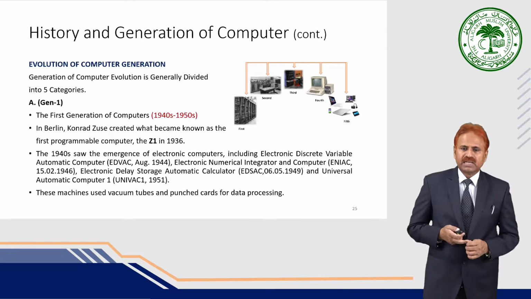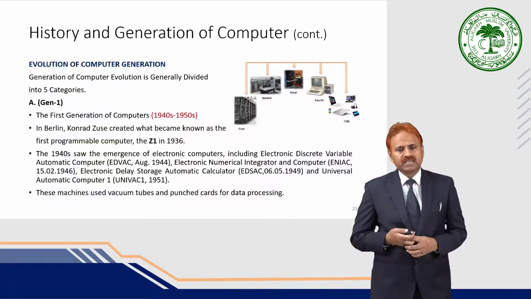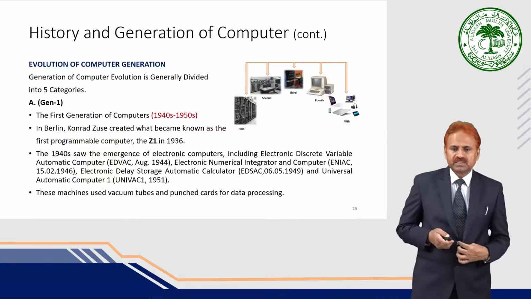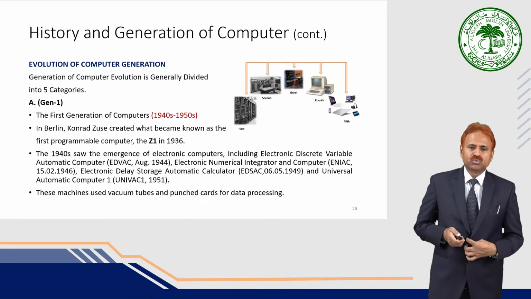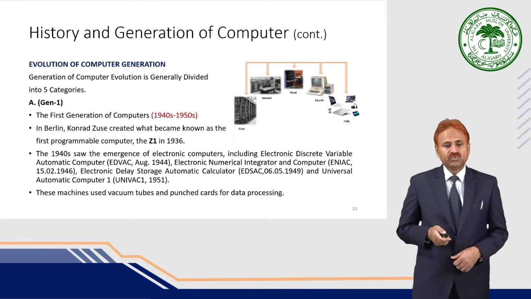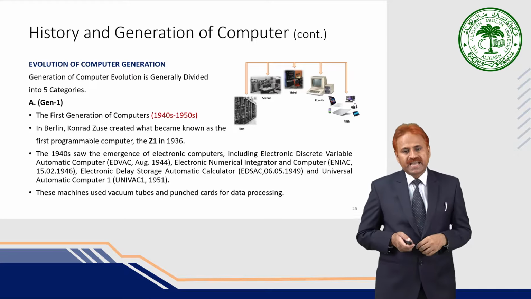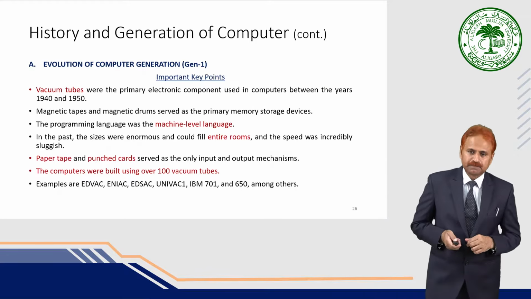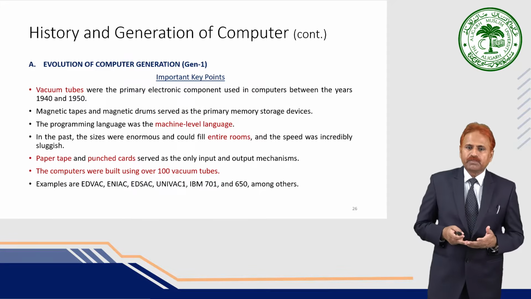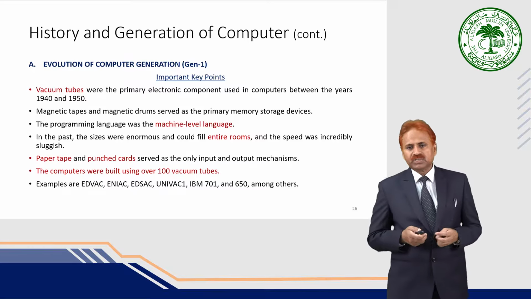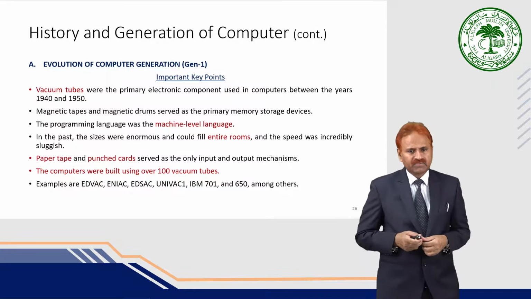In 1944, the Electronic Numerical Integrator and Computer, ENIAC; in 1949, the Electronic Delay Storage Automatic Calculator, known as EDSAC; and the Universal Automatic Computer, known as UNIVAC-1, in 1951. These machines used vacuum tubes and punch cards for data processing. Vacuum tubes were the primary electronic component used in these computers between 1940 and 1950, because at this time this device was available.